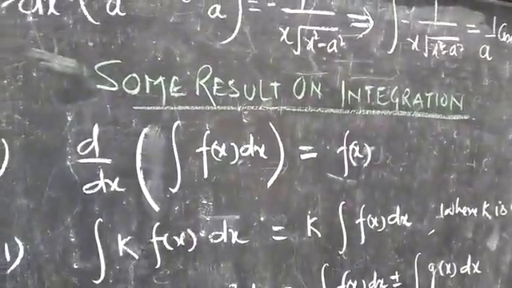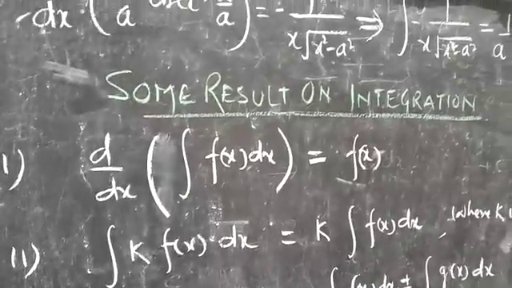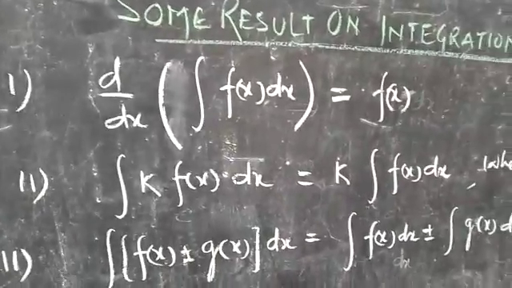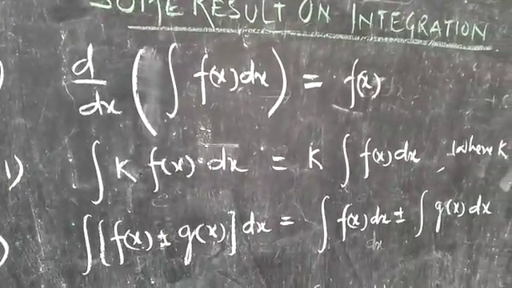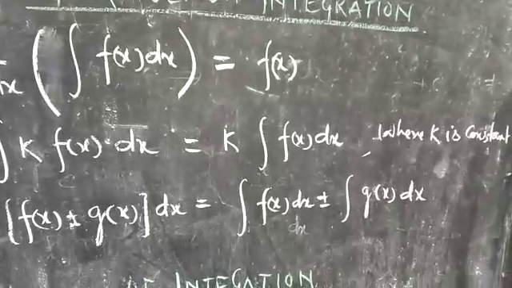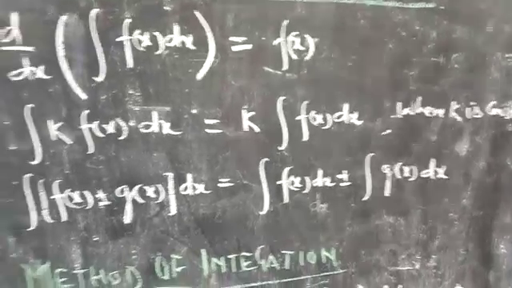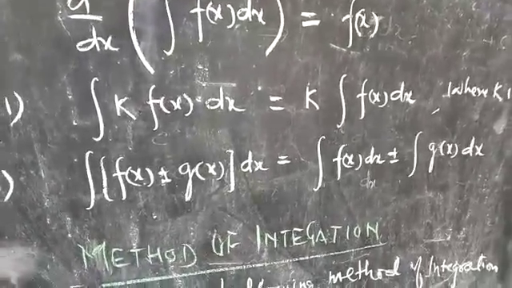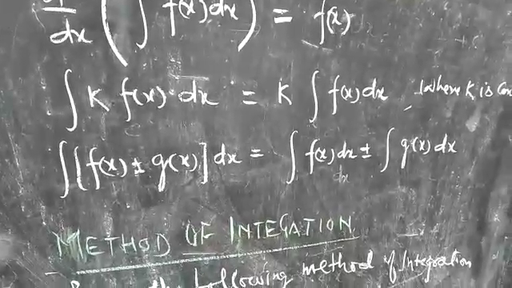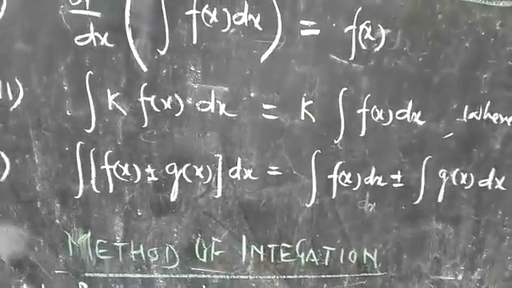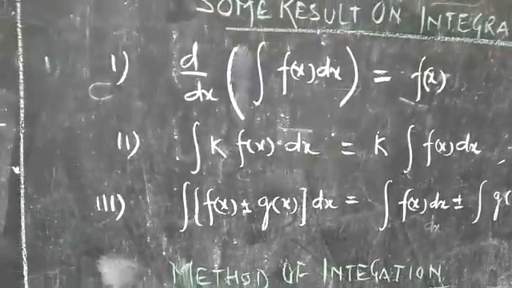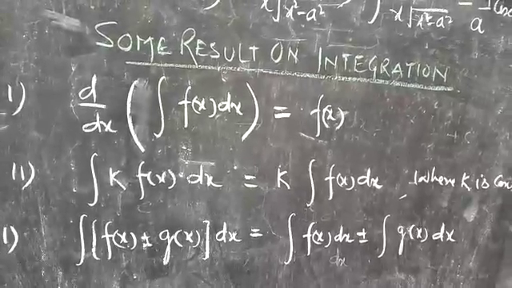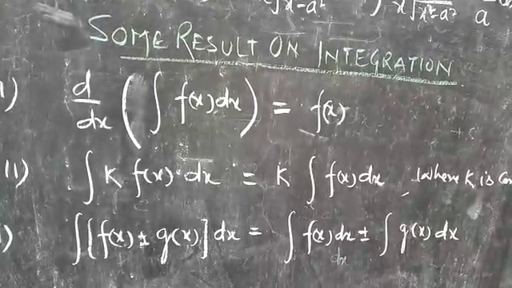Next, some results on integration. First, d/dx of the integration of f(x) dx is equal to f(x). Second, the integration of k times f(x) dx is equal to k times the integration of f(x) dx, where k is a constant. Next, the integration of f(x) plus or minus g(x) dx is equal to the integration of f(x) dx plus or minus the integration of g(x) dx. On the basis of the above formulas, you can solve exercises 7.1 and 7.2.